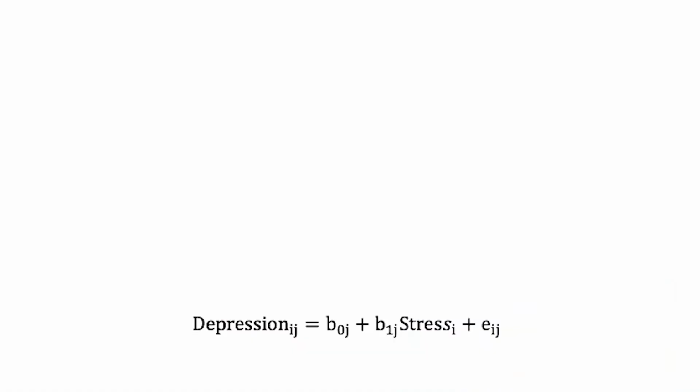So we have depression IJ is equal to B0J plus B1J times stress I plus EIJ. Are you kidding me? I swear, statistics will be the death of me. Math is scary! And I get it, I know, this is really weird and really funky, but kinda has to be that way. So we have the B0J, what does that mean?